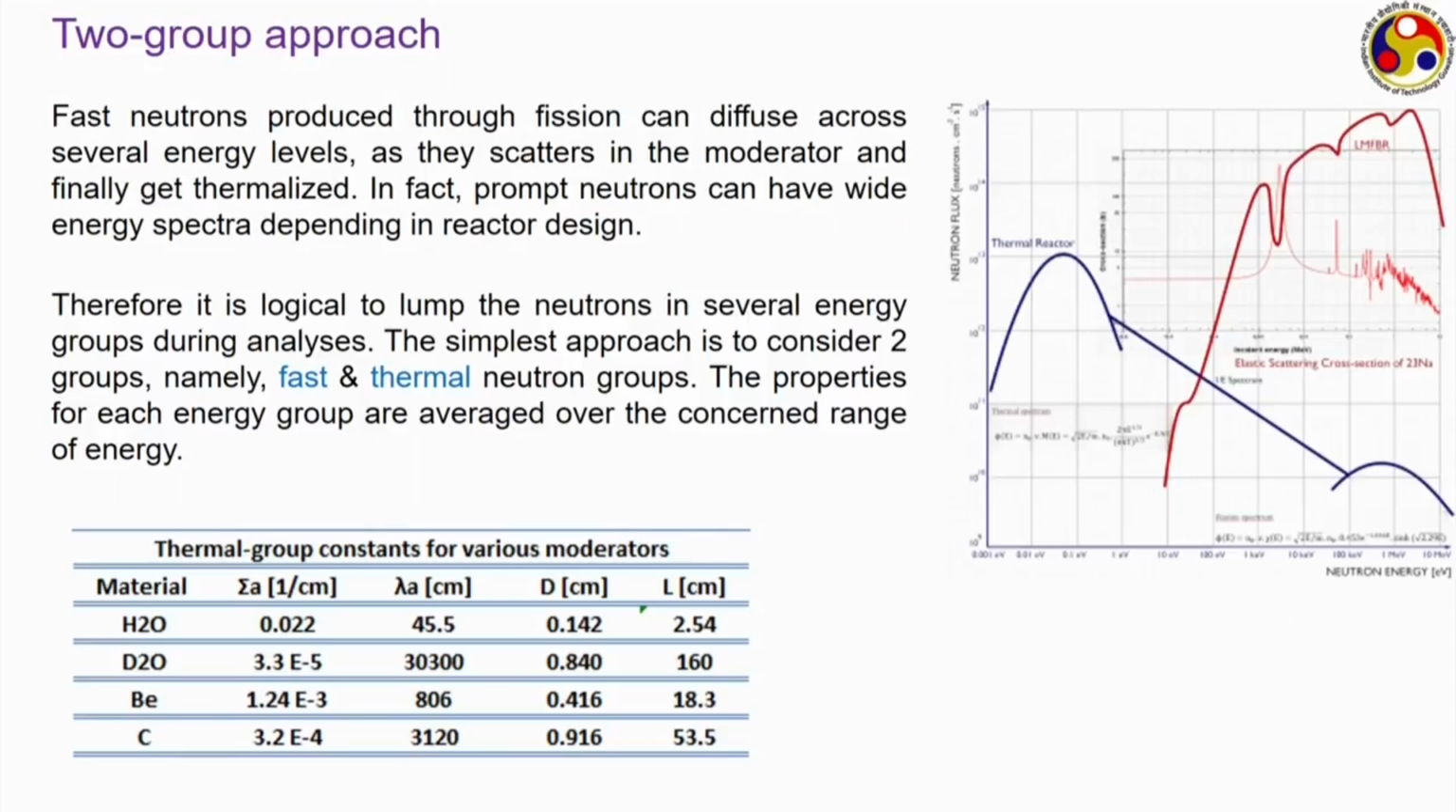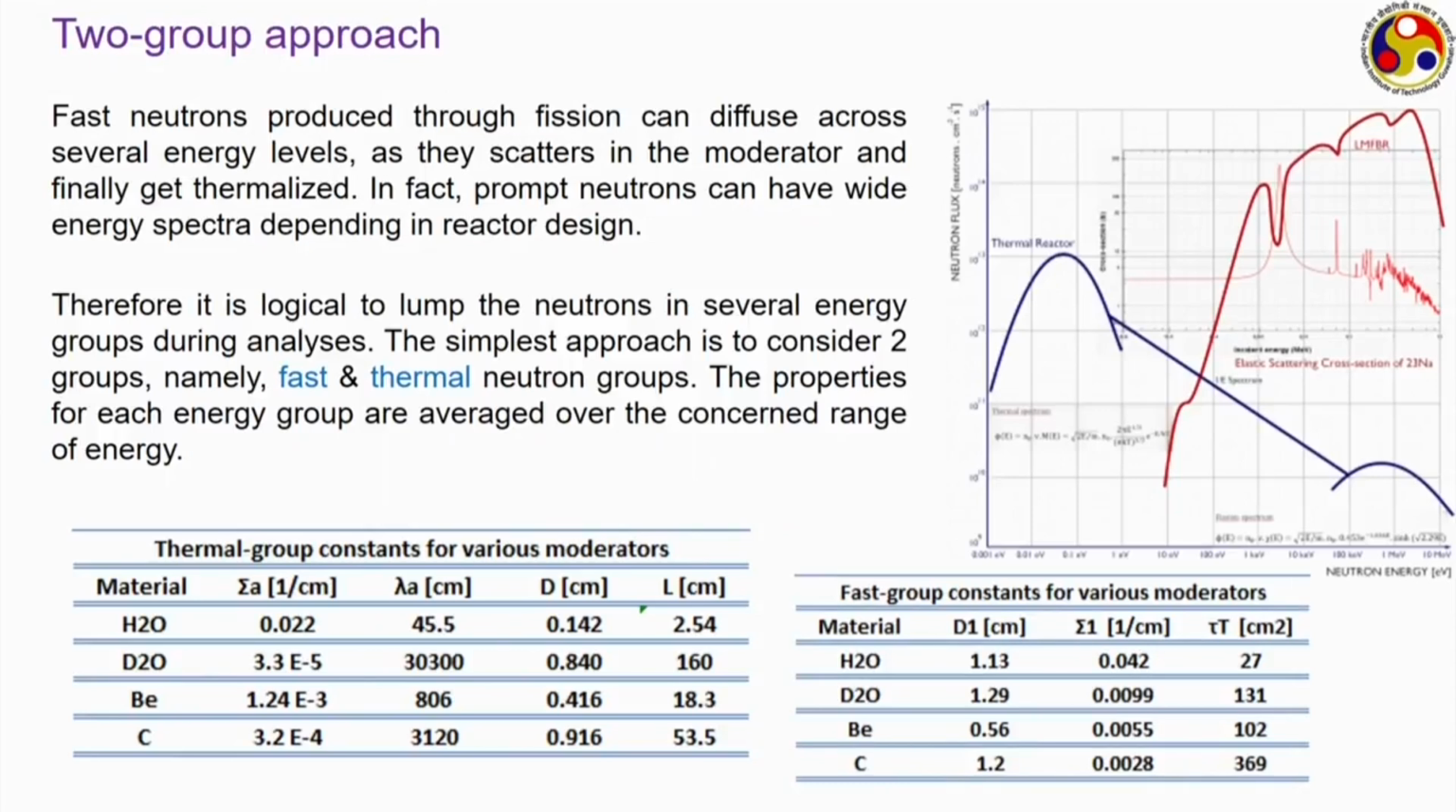So these are the most common 4 moderators, and you can clearly see that H2O has a quite small diffusion coefficient, but there are other mediums, like D2O. D2O has a much larger diffusion coefficient, quite close to graphite, and its diffusion length is also much larger. And these are the corresponding numbers for fast neutron groups. Again, here the graphite or carbon is the one showing very large values of the diffusion length.